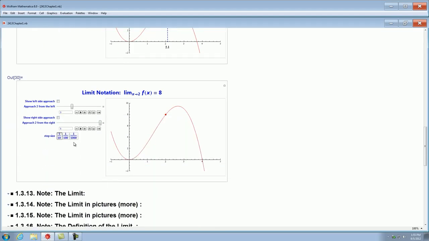Now, if I don't put left and right, a negative or a plus, and I just leave it as just 2, then that means you have to look from the left and the right. And you can see that from the left, this one approaches 8. And from the right, this one also approaches 8. So we had to inspect from both sides, and we got the same answer from the left and from the right, 8.